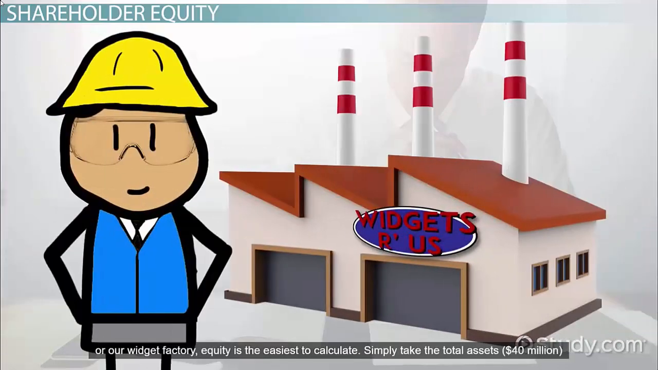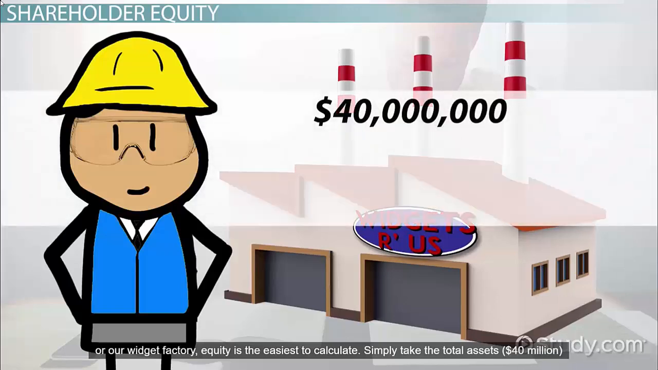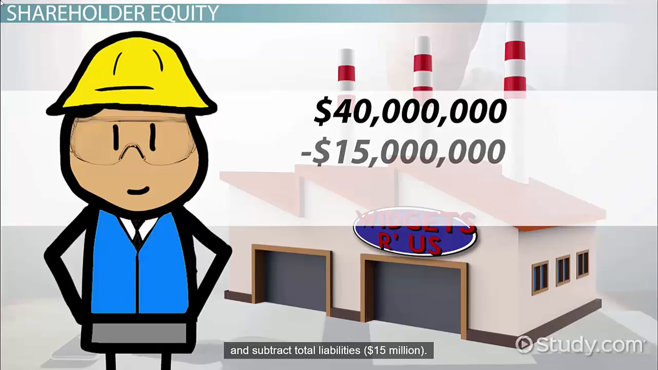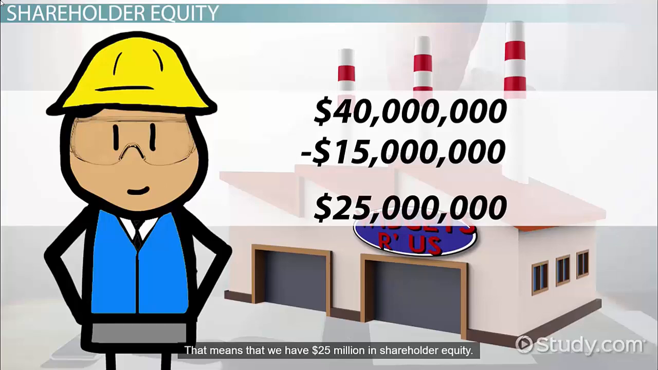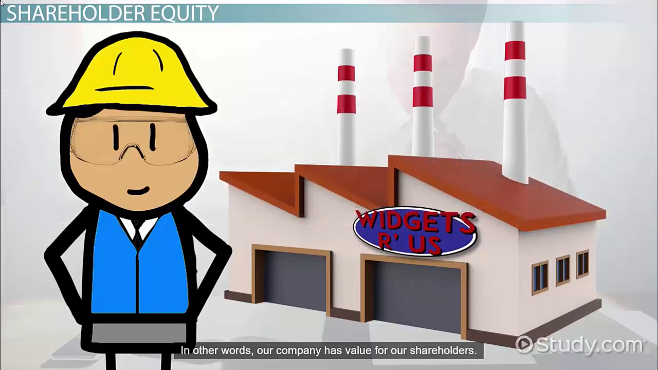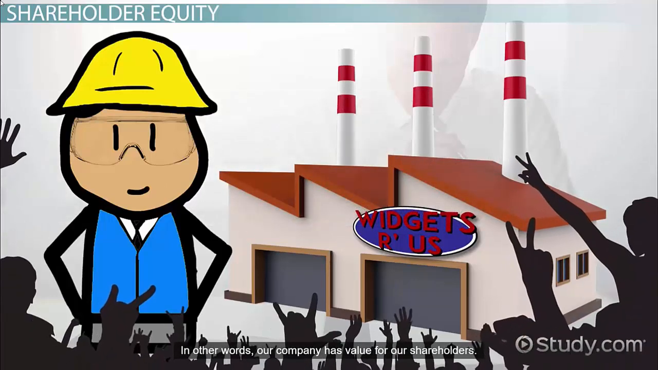For our widget factory, equity is the easiest to calculate. Simply take the total assets, $40 million, and subtract total liabilities, $15 million. That means that we have $25 million in shareholder equity. In other words, our company has value for our shareholders.